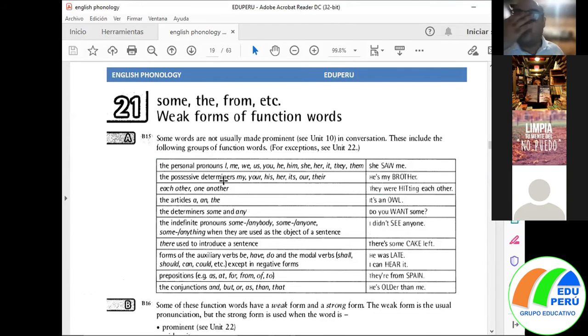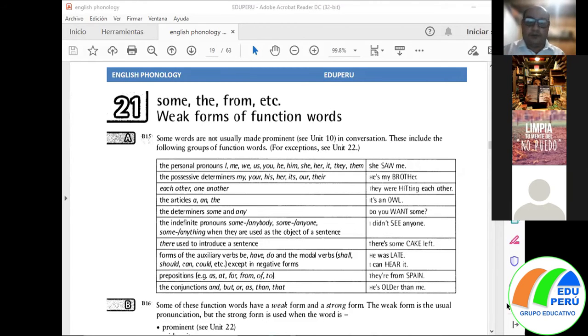Let's pass to one of the common features of connected speech. This is very common in function words: the famous process of weak forms. What is a weak form? Weak form means that you're going to reduce the vowel sound. In other books, you call this vowel reduction. Remember, vowel reduction. So we are going to reduce the vowel sound.